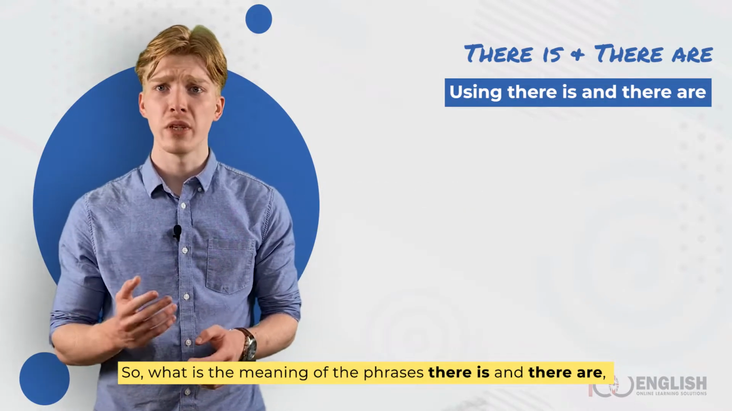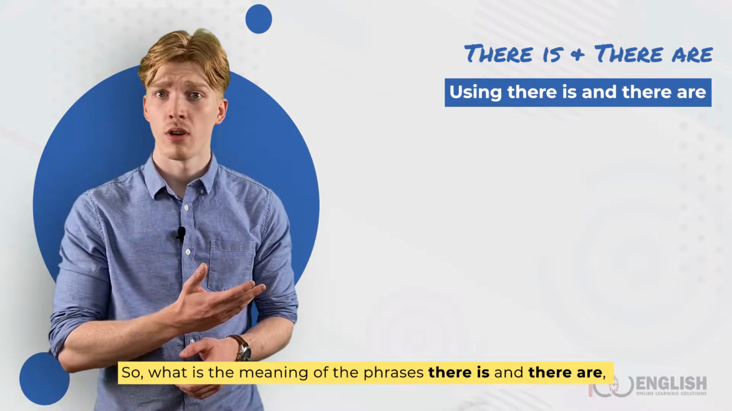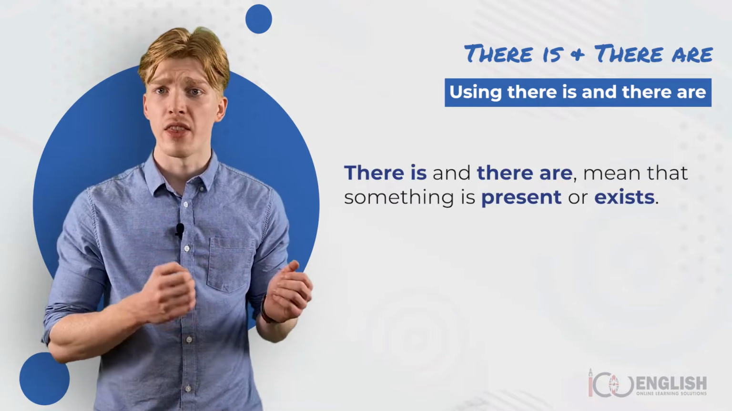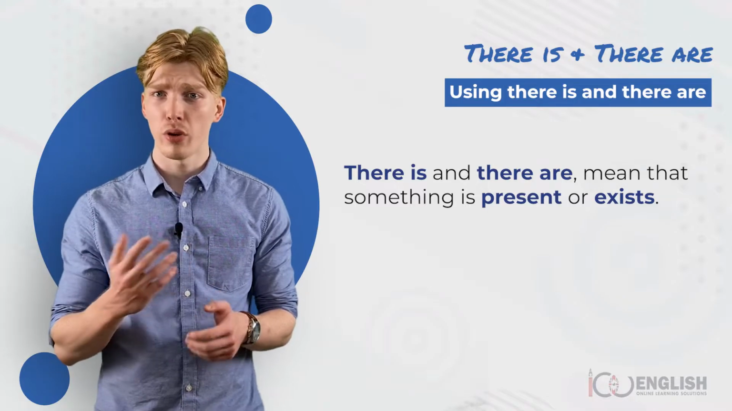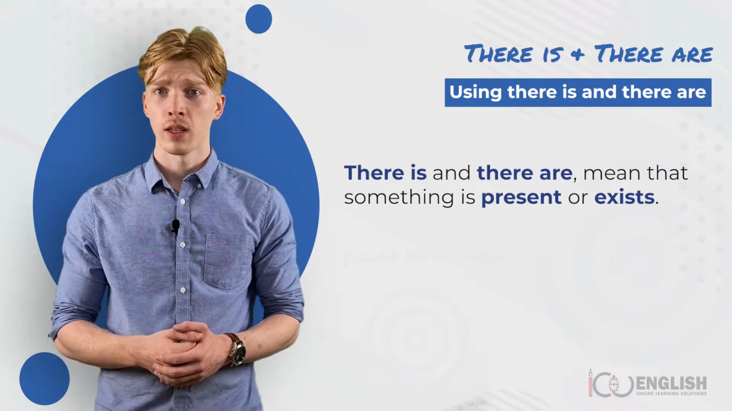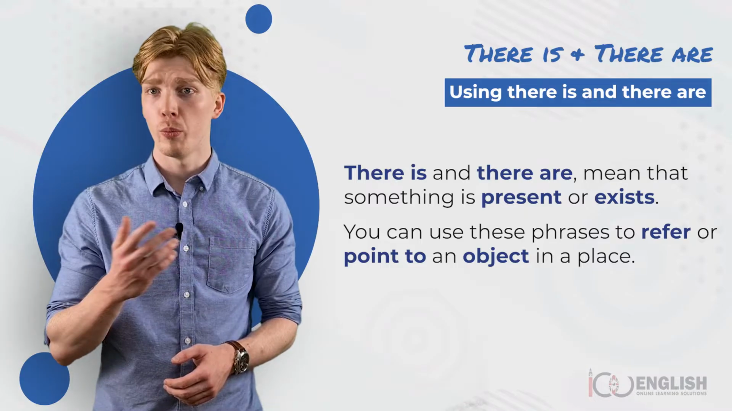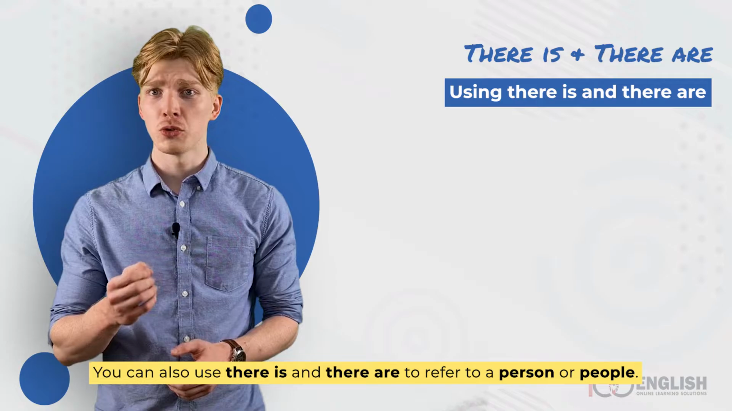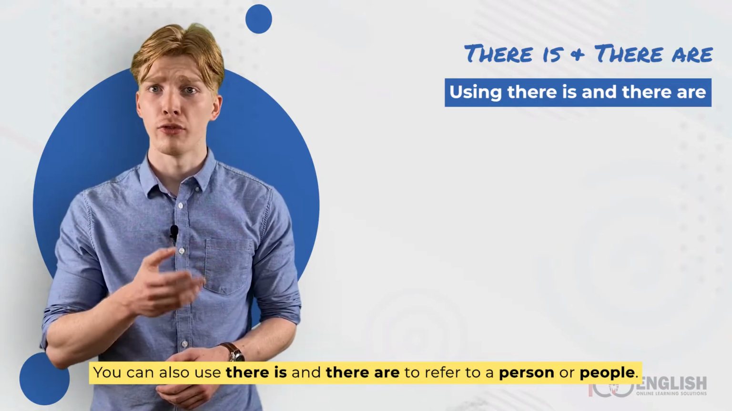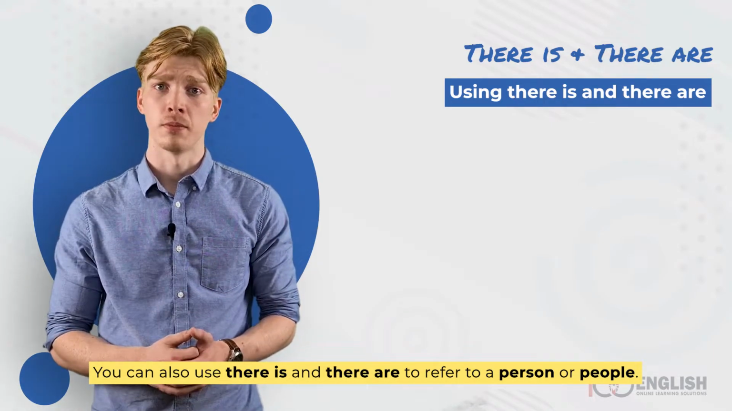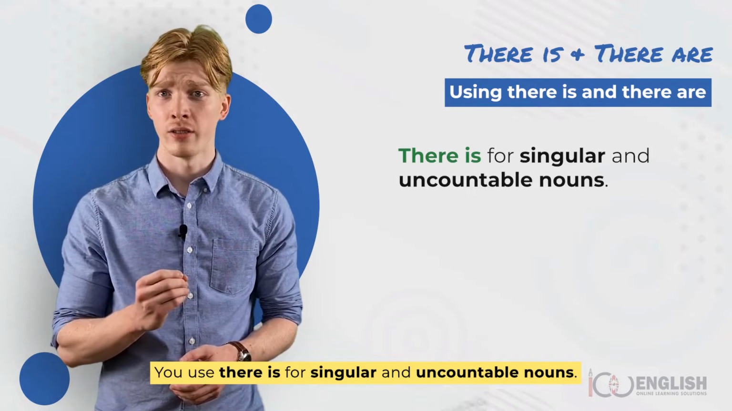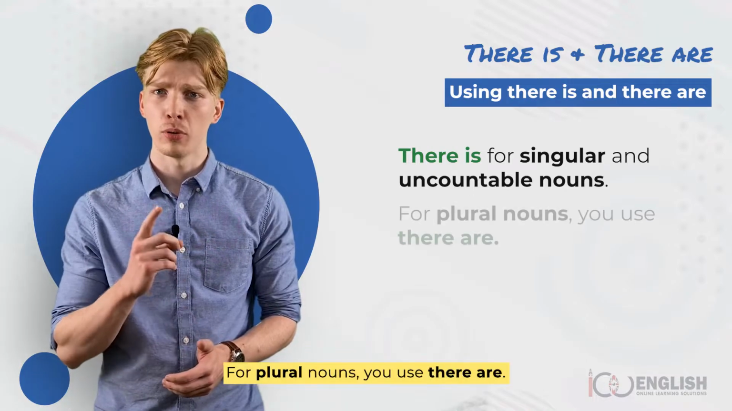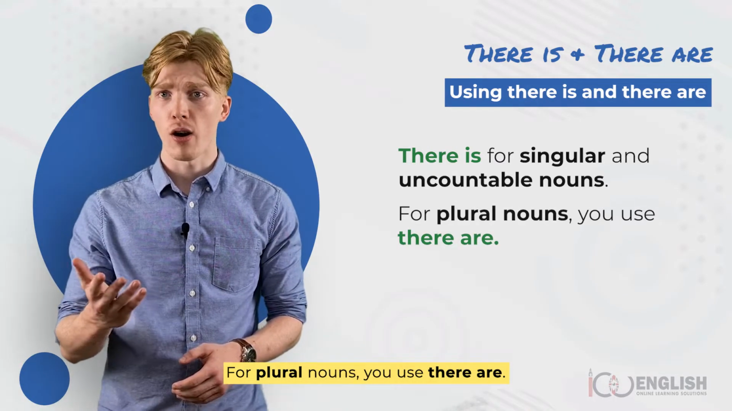So, what is the meaning of the phrases there is and there are, and when do we use them? There is and there are mean that something is present or exists. We can use these phrases to refer or point to an object in a place. You can also use there is and there are to refer to a person or people. You can use there is for singular and uncountable nouns. For plural nouns, you can use there are.